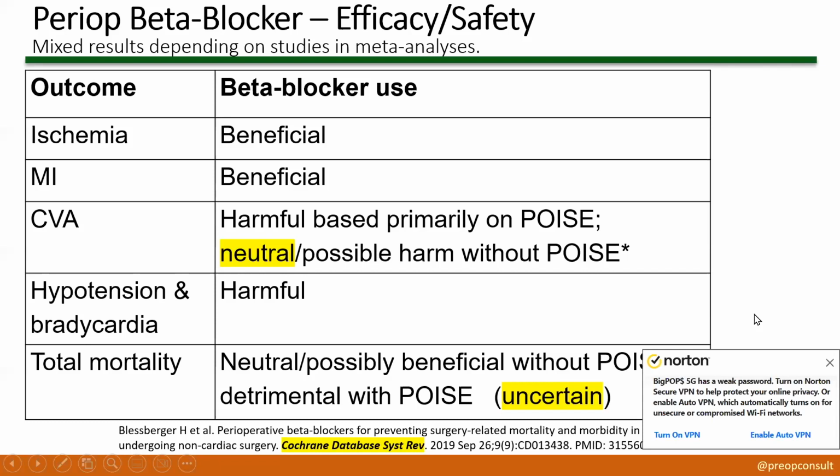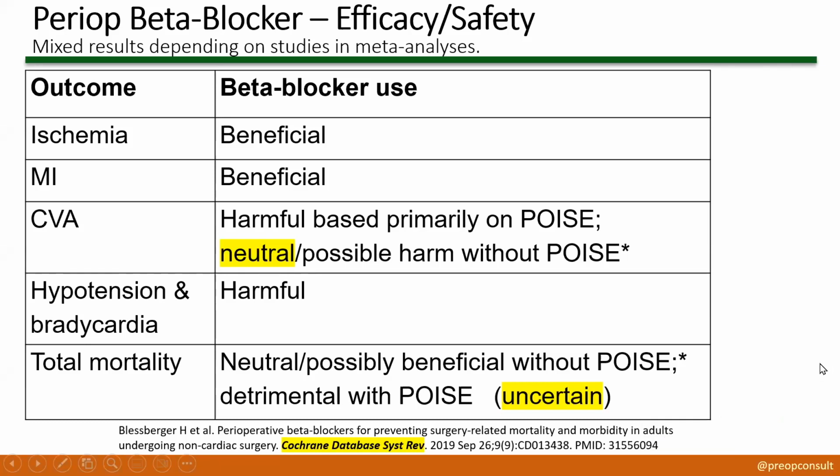Now, this is to summarize what we know so far, is basically a Cochrane systematic review from 2019. Everybody will agree that perioperative beta blockers decrease ischemia and myocardial infarction, non-fatal MI, and they increase the risk of hypotension and bradycardia. The issues are stroke, which the previous Cochrane review said that there was an increased risk in stroke based primarily on the POISE trial. For some reason, they changed their mind in the most recent review and say that the effect is now neutral. And for total mortality, again, because of POISE, it was uncertain, so we're not sure what to do. So although you may decrease non-fatal MIs, it may be offset by increasing mortality and possibly increasing stroke.